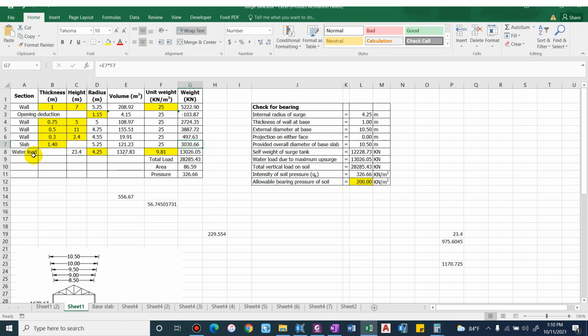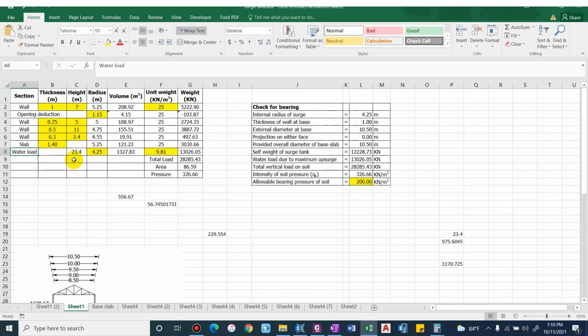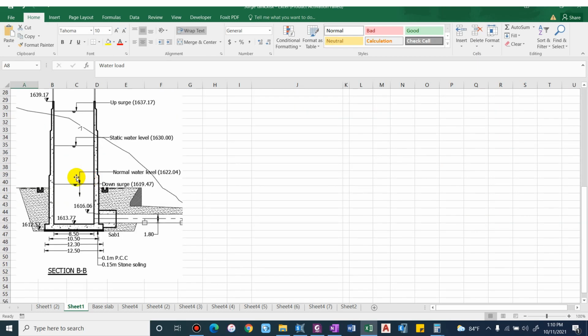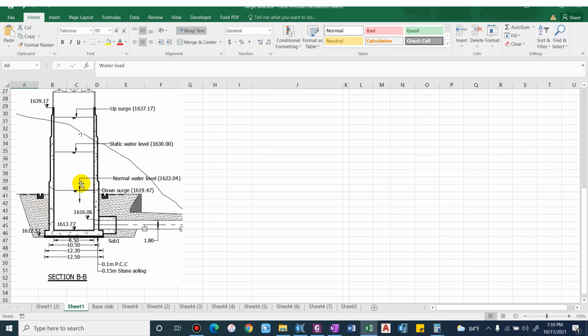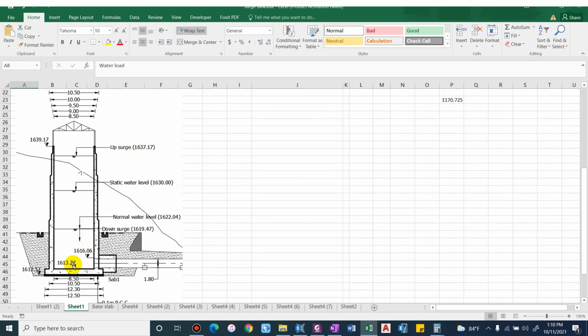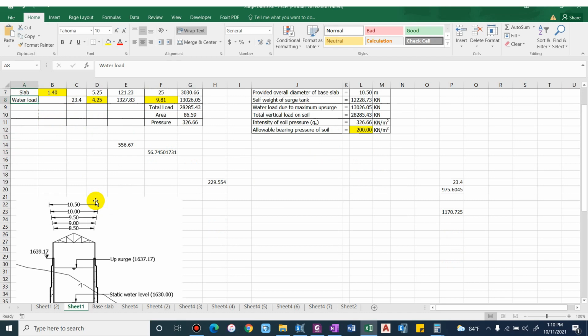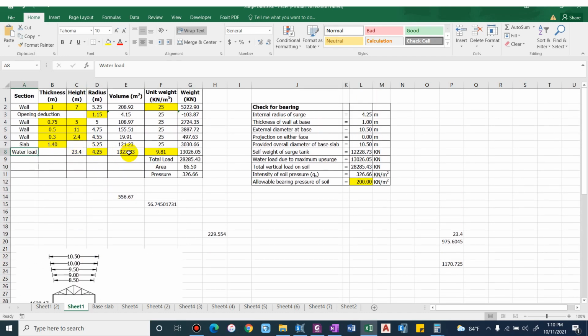Now finally we have water load that will act on the slab. As I said, the height of the water, considering maximum of surge. So this is the maximum volume of water that will be accumulated in this tank. So we will consider this weight. 1637.17 minus 1613.77, so this comes as 23.4. Internal radius 4.25. So pi r square into h, we get 1327.83 meter cube. And multiply with unit weight of water 9.81. So this comes as 13,026.05 kilonewton.